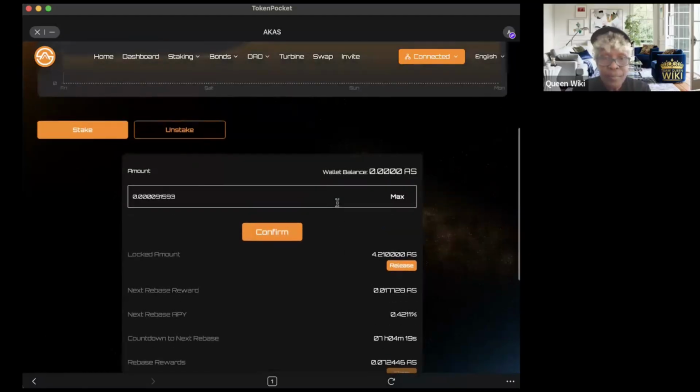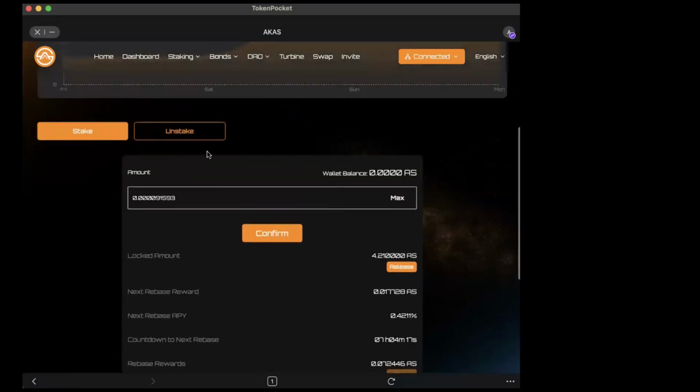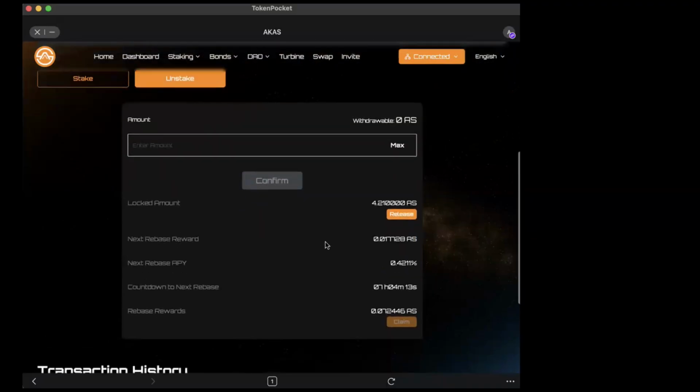From the flexible staking here we can see stake and unstake. In unstake, we can choose the unstake amount. For example, we can choose 4.8 for the withdrawal of AS.